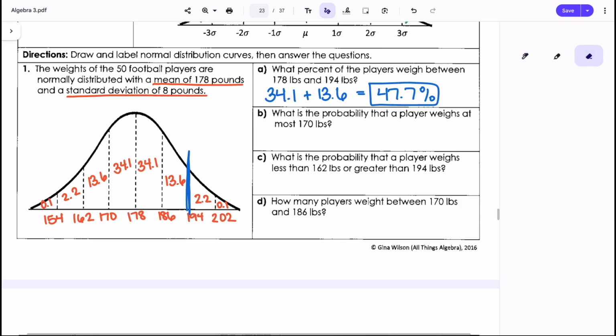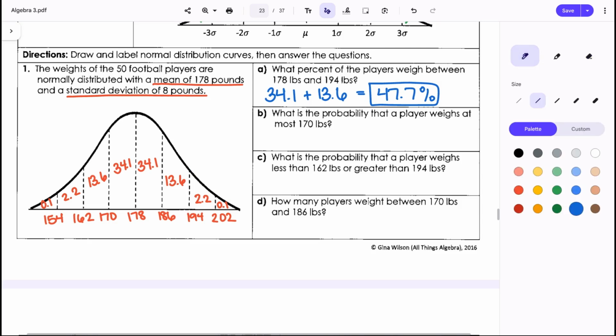Okay, I'm just going to erase those lines so we can start over for the next one. So next, letter B says, what is the probability that a player weighs at most 170 pounds? What does "at most" mean? That's the max. You can't go over 170 pounds. So 170 is right here, and I want everything less than that. So I want everything to the right of that line because that's my maximum amount. So I'm going to add the 0.1, the 2.2, and the 13.6 together. What does that come out to be total? 15.9. Good, 15.9%.